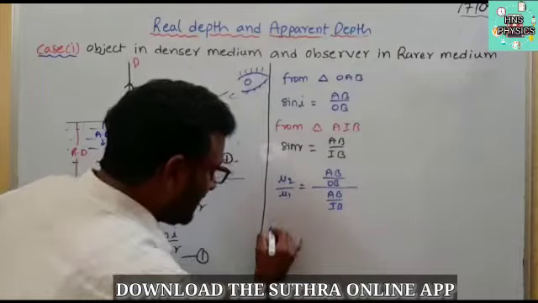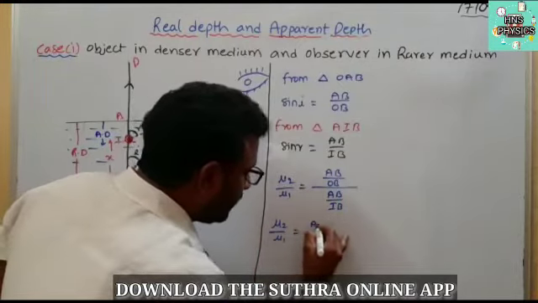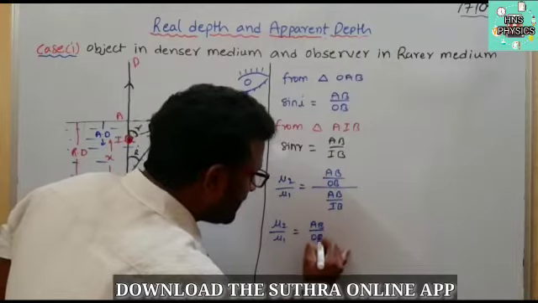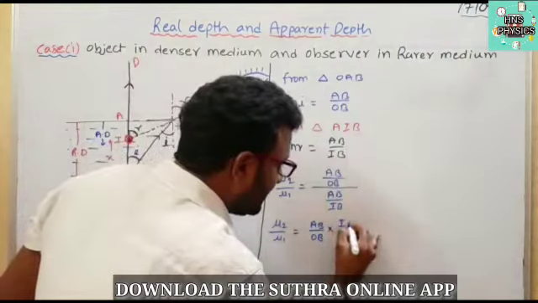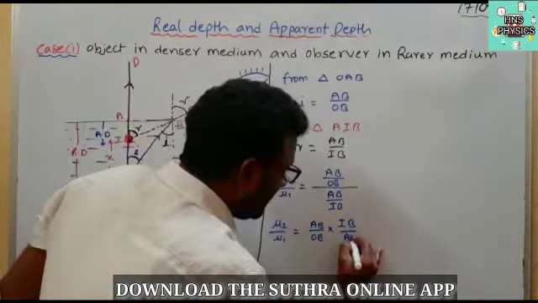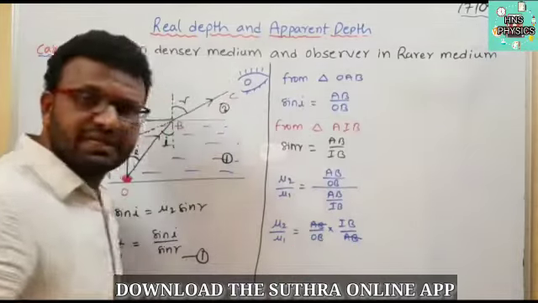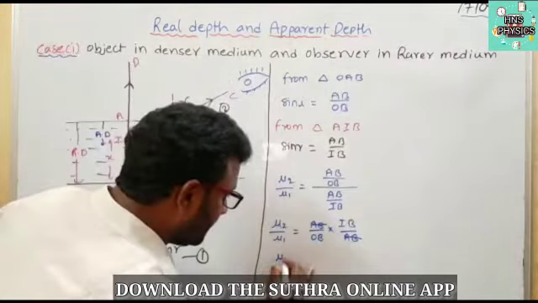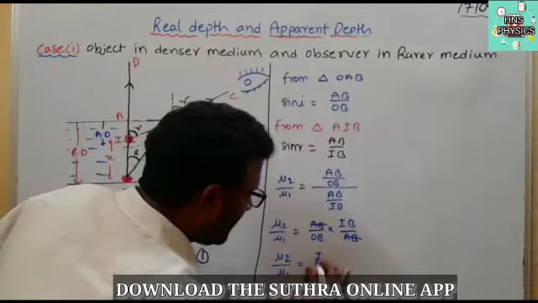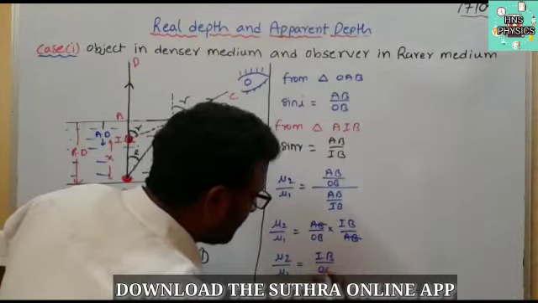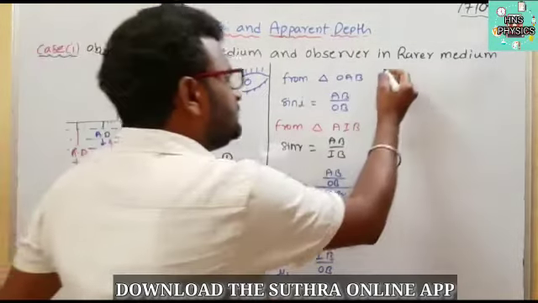I am going to write one step here. Mu2 by mu1 is AB by OB into the reciprocal of this value, that is IB by AB. So AB cancels, and finally you will get mu2 by mu1 is equal to IB by OB. Right, now IB by OB.